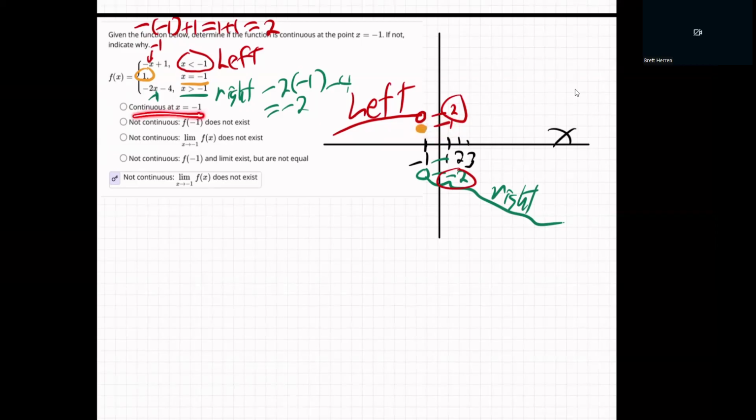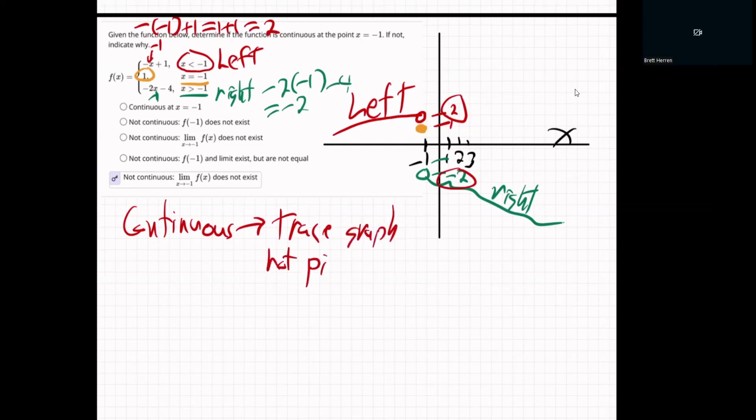Is it continuous? No, it's not. What does continuous mean? It means you don't pick up your pen. You can trace the graph and not pick up your pen. You can continuously trace the graph. You can't do that one. You have to go here, you'd stop, put your pen here, stop, go down here, right? So that's not continuous. So we'll say no to that first option.